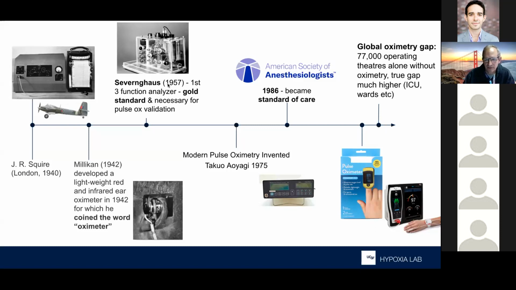Really, in the world of pulse oximetry, it all began in 1975 with a Japanese inventor at Nihon Kohden Corporation. He was Takuo Aoyagi, and the pulse oximeter that he developed became the foundation for pulse oximetry worldwide. And as you know, pulse oximeters are now disseminated all over the planet, but there remain tremendous gaps in the availability of pulse oximetry in operating rooms and other acute care settings like the ICU.